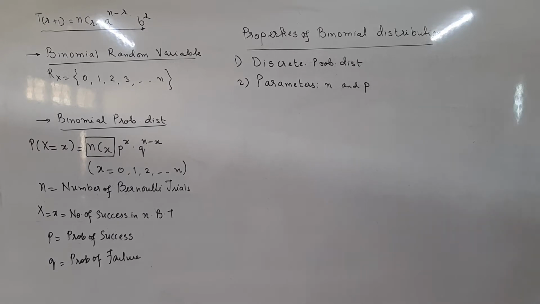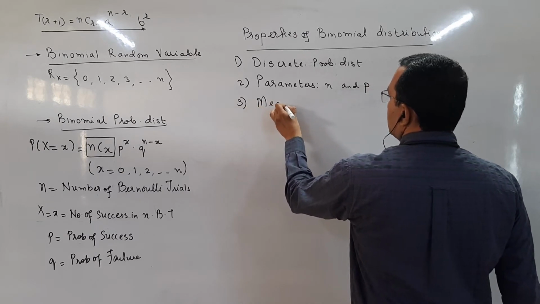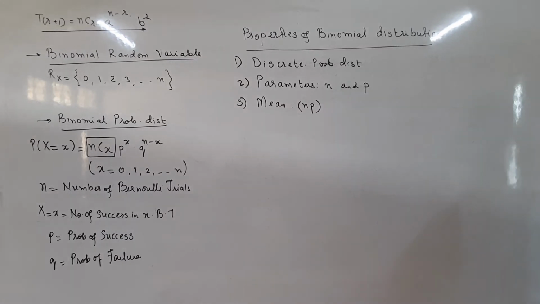Then students, the mean of binomial distribution is n into p, where n is the number of Bernoulli trials and p is the probability of success. So this denotes the average number of successes in n Bernoulli trials. Students, what is the mean of binomial distribution? We can say that the mean is np, which denotes the average number of successes in n Bernoulli trials.